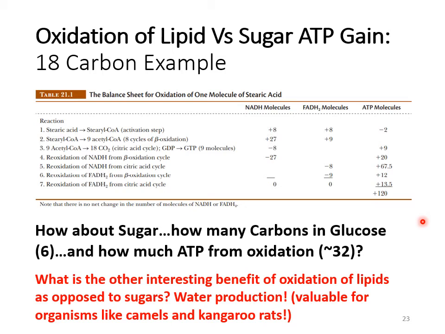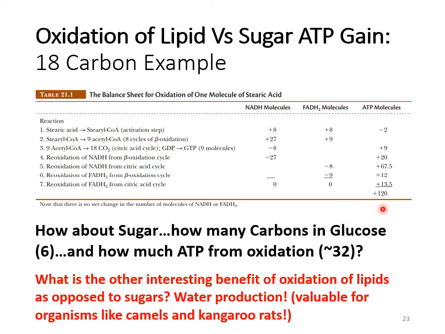Okay, now all of that part, you don't have to memorize any of that. That was just for your clarification. But what you should grasp from this slide is how lipid oxidation will give you a lot more ATP yield than glucose or sugar oxidation.